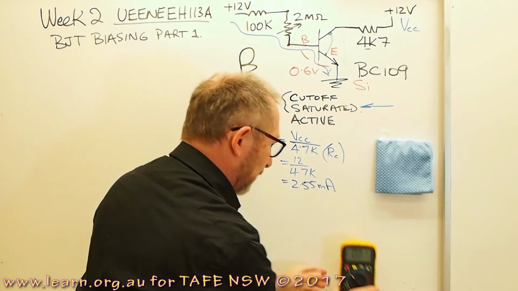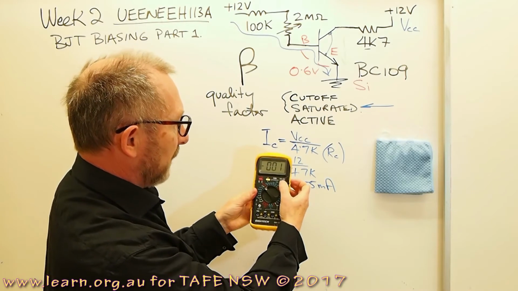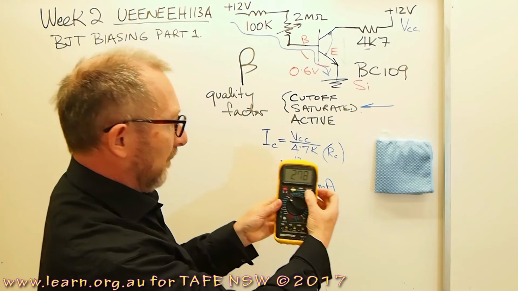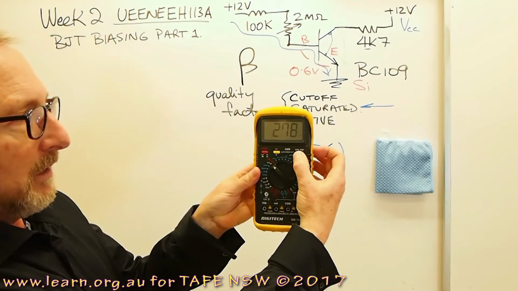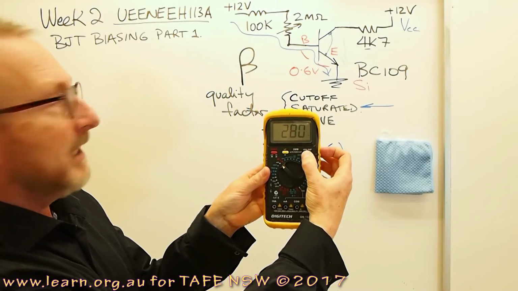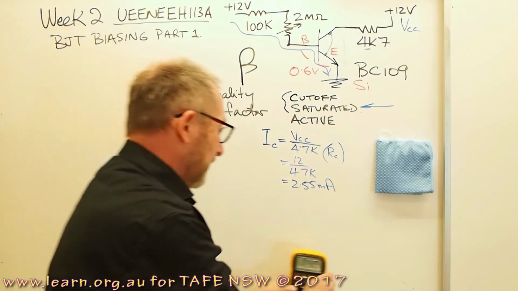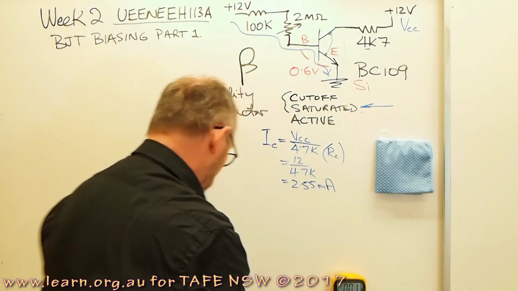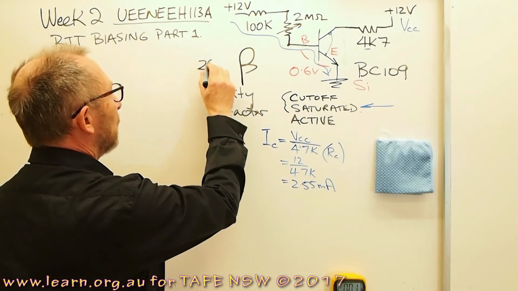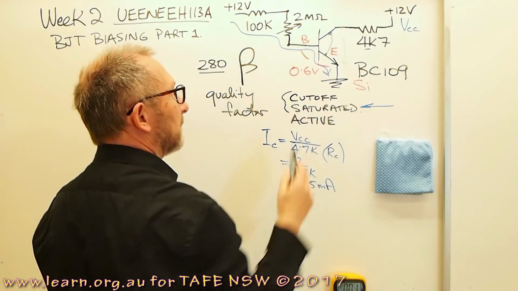So what I've done here, I've already got the meter set up on the beta range, and I've got the test circuit, and I've got a BC108, and I'll bring it a bit closer to the camera there. 278, 279, let's call it 280 is the DC beta of this particular BC109. So that means that we've got a ratio of 280 between the base current and the collector current.